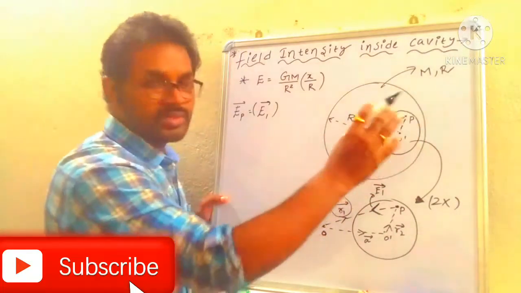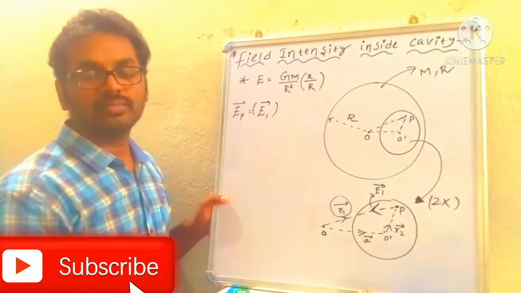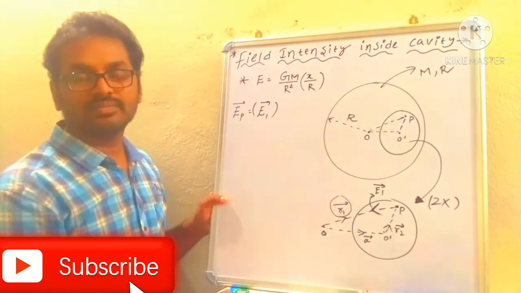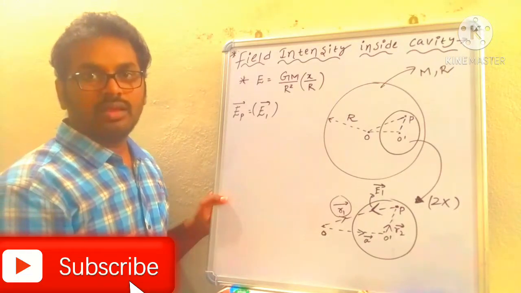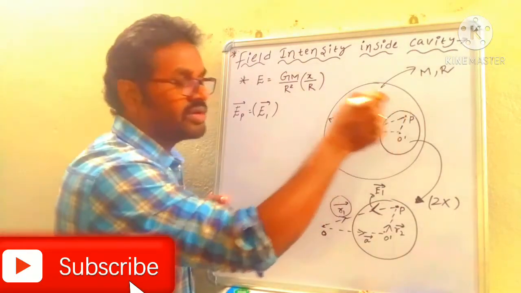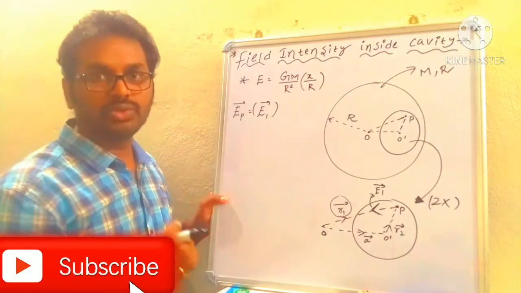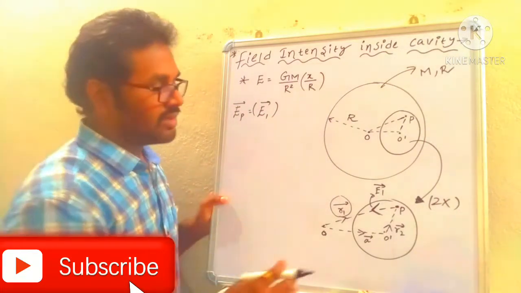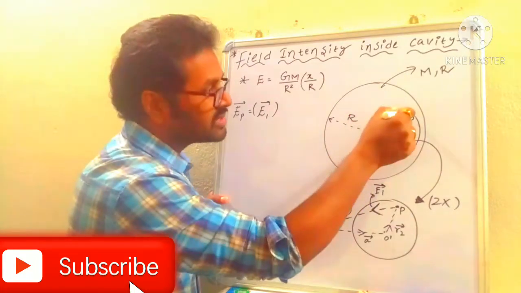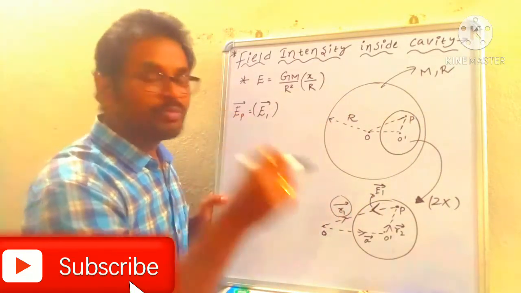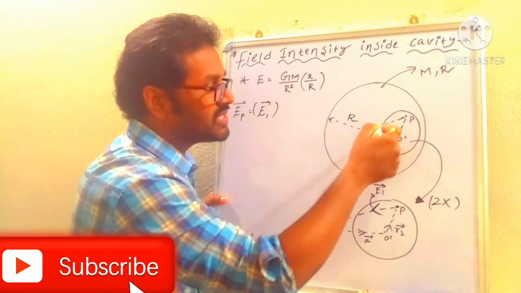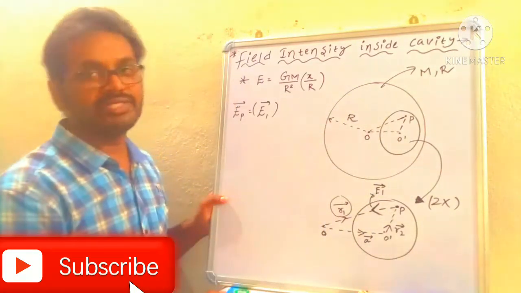After removing some mass from it, that forms the cavity. And you want the resultant field intensity at this point. What we should do? We need to subtract or eliminate the field intensity which is being produced by the mass which is assumed in this cavity region.